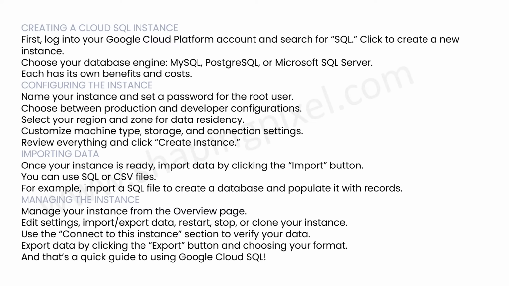Choose your database engine, MySQL, PostgreSQL, or Microsoft SQL Server. Each has its own benefits and costs. Name your instance and set a password for the root user. Choose between production and developer configurations. Select your region and zone for data residency. Customize machine type, storage, and connection settings. Review everything and click Create Instance.